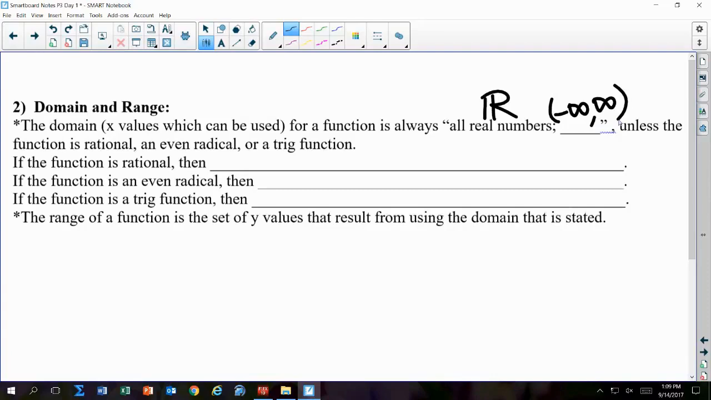We can't really define what infinity is, so I cannot put the inclusive bracket. I have to just put the parentheses. So again, the domain's always all real numbers unless the function is rational, an even radical, or a trig function. If the function is rational, then I want you to write denominator cannot be 0. I'll call this rule number 1.